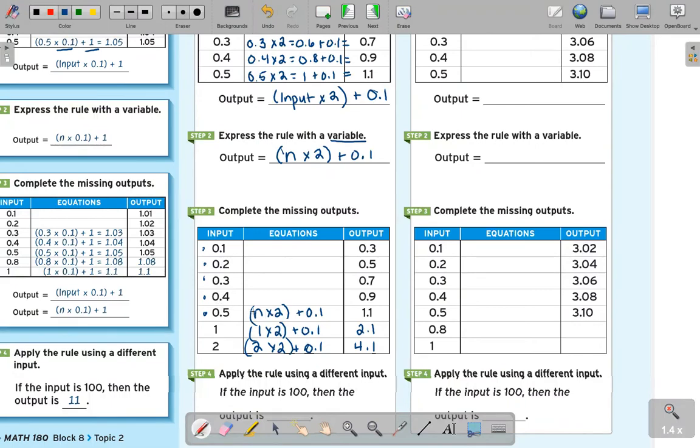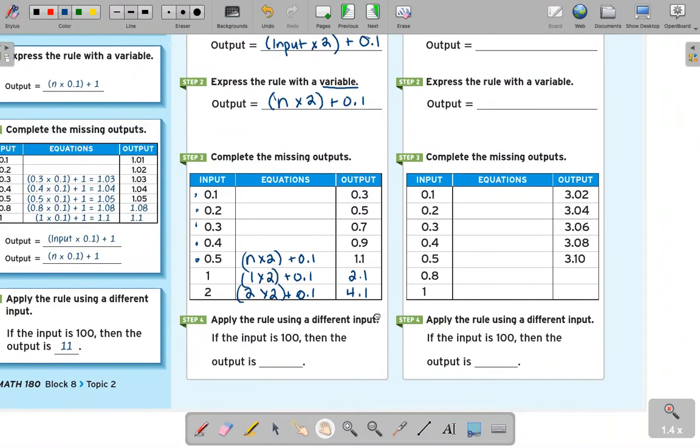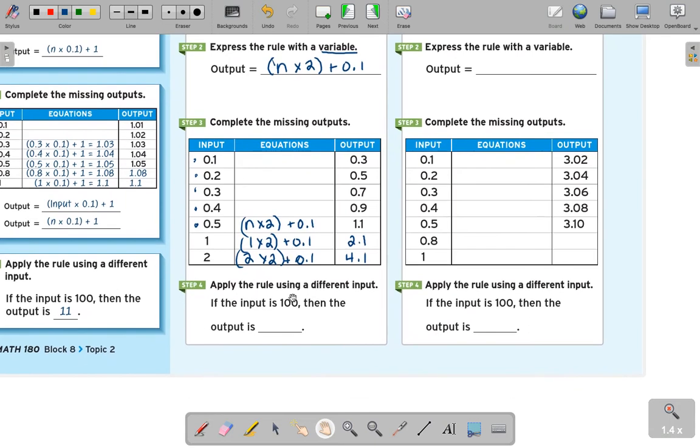Okay, that's pretty cool. But what if I skipped a ton of numbers? So this is asking me to apply it to 100 as my input. So I'm going to have to find some room to work here. So over here, I'm going to say, okay, if I put in 100, 100 times 2, and then I add a 1/10, what do I get? Well, 100 times 2 is 200. 200 plus 1/10 would be 200 and 1/10.